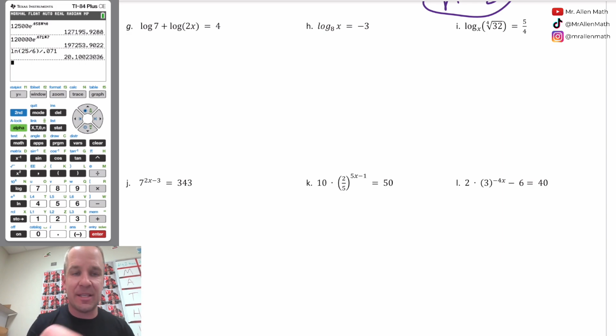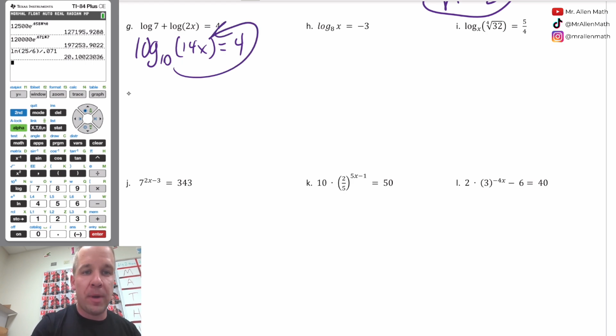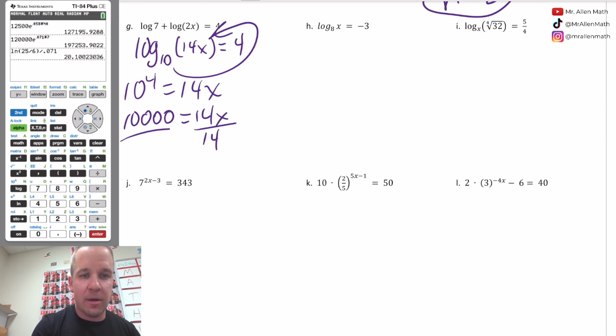I got to condense the left-hand side here. So I'm going to have a log that's base 10, 7 times 2 is 14x equals 4. Now I'm going to loop it, swoop it. I got 10 to the 4th equals 14x. That's going to be 10,000 then. 10,000 equals 14x. We'll divide by 14 on both sides.